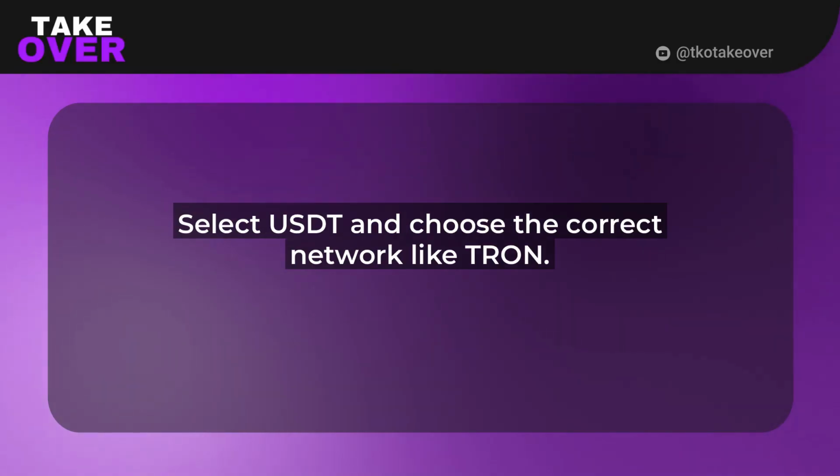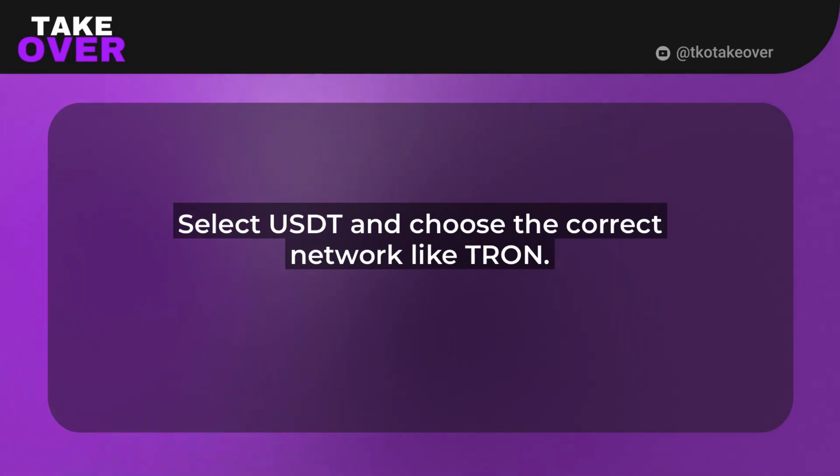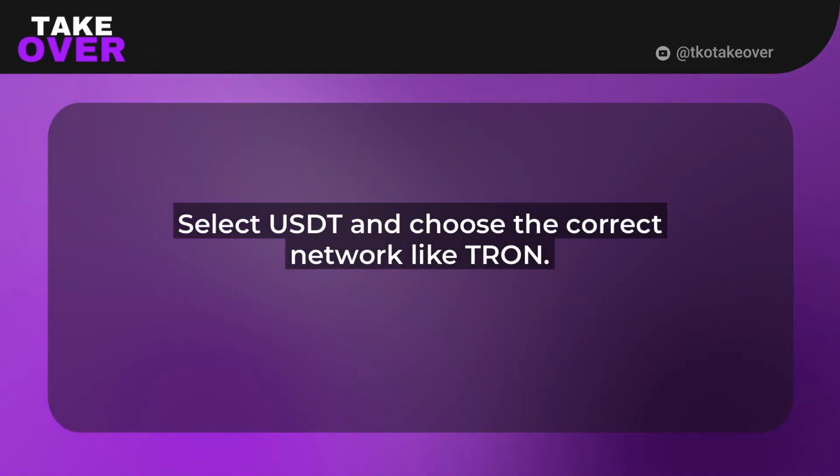This will open up a form where you select the network for your transfer. In 2025, options like Tron or ERC20 are common, so choose the one that matches your Crypto.com wallet to avoid any issues. Tron is usually faster and cheaper.